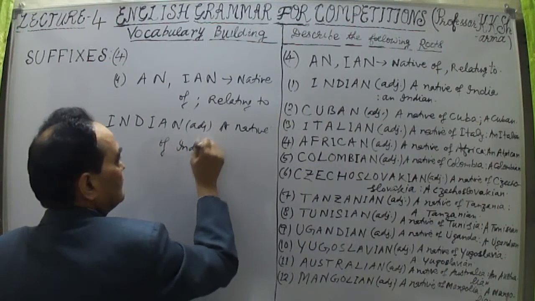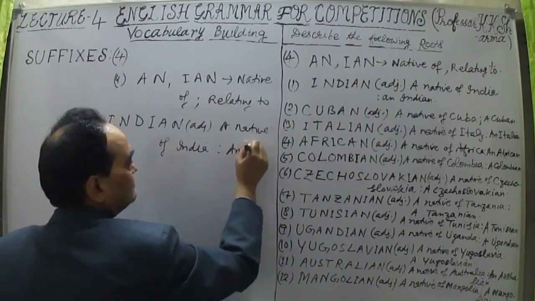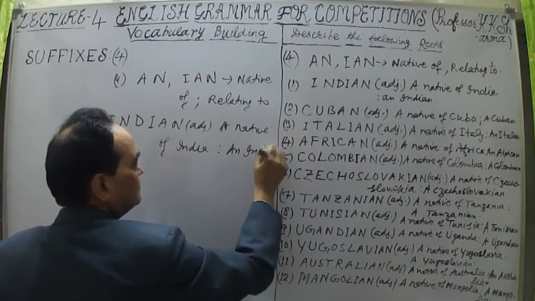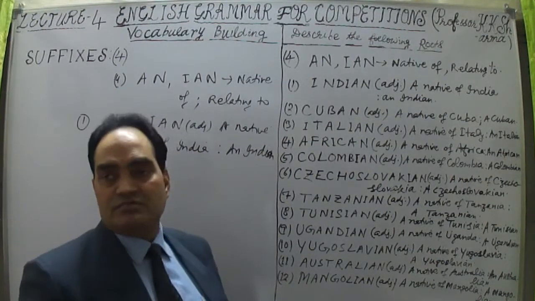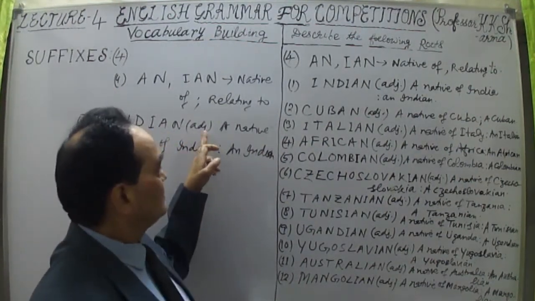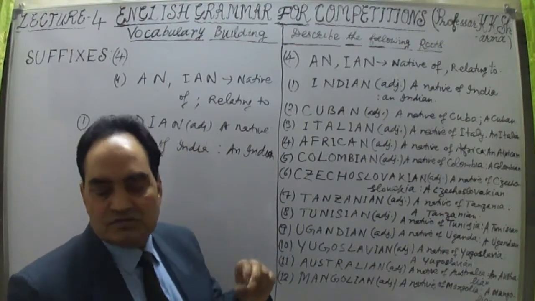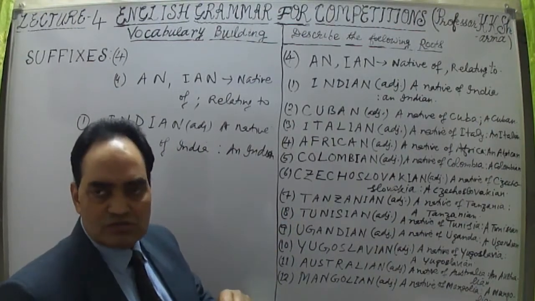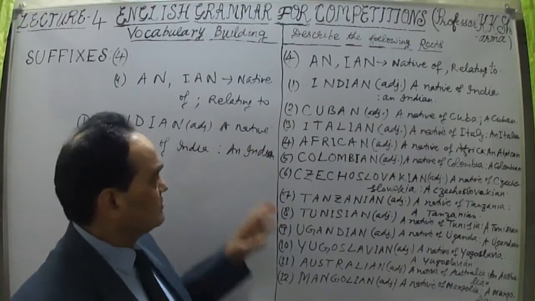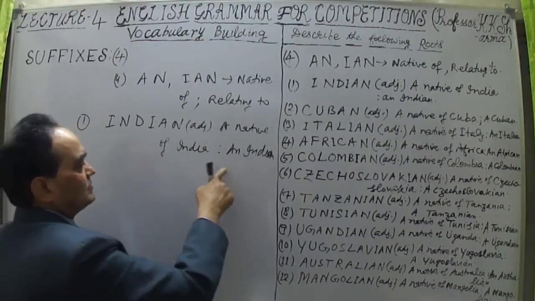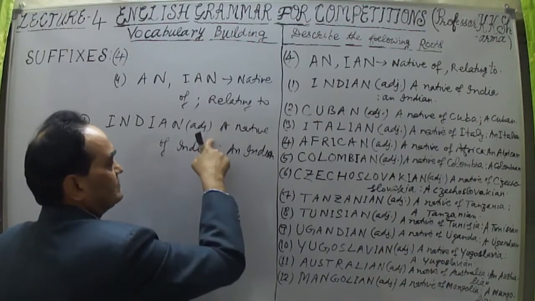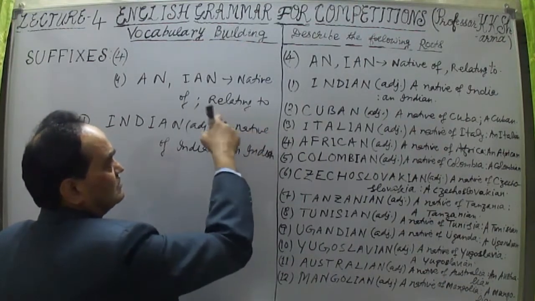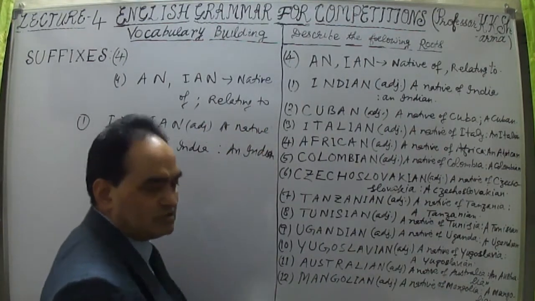For example, an Indian. We say an Indian man, an Indian woman, etc. Indian is an adjective where IAN is added to the word India. The A is eliminated because A and I are double vowels, and out of that one A is eliminated and then IAN is added. So Indian is an adjective, meaning native of India, citizen of India, relating to India. Just say native of India.